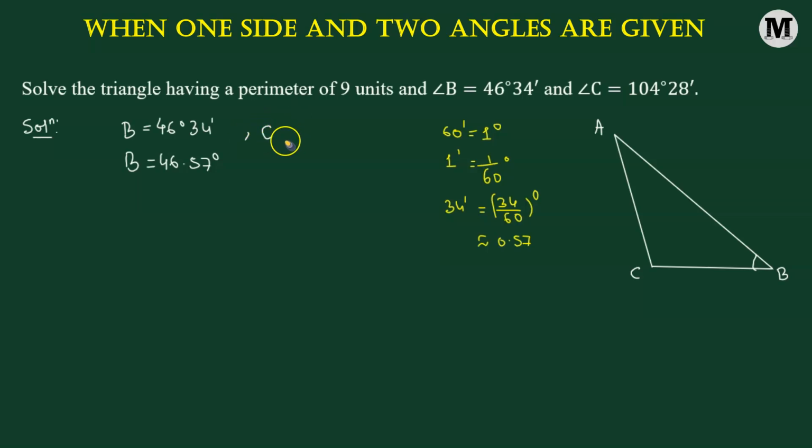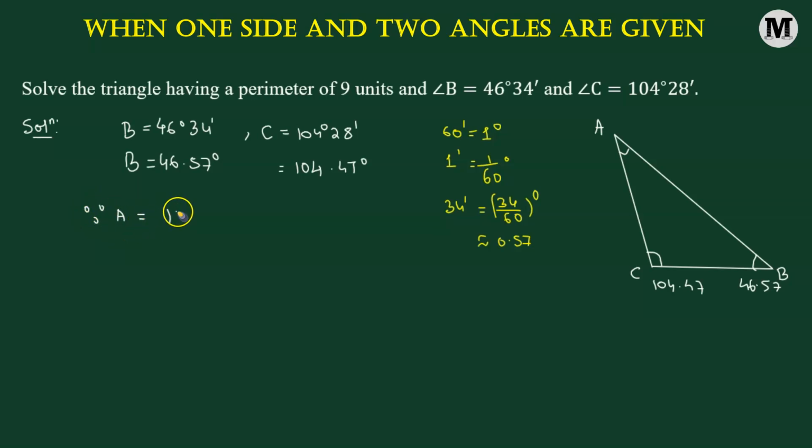Okay, then we have the angle measure of C. So C is given as 104 degrees and 28 minutes. So we're going to convert 28 minutes to degrees, and that should give us 104.47 degrees. So here we have the angle measure of C as well. So that is going to be 104.47. Angle measure of B, so that's 46.57.